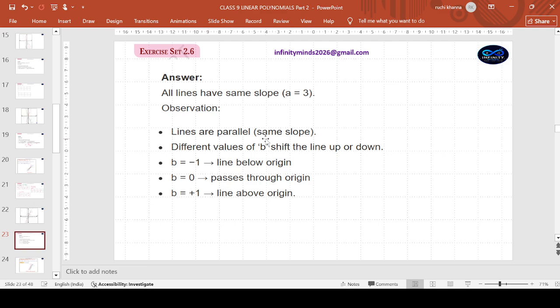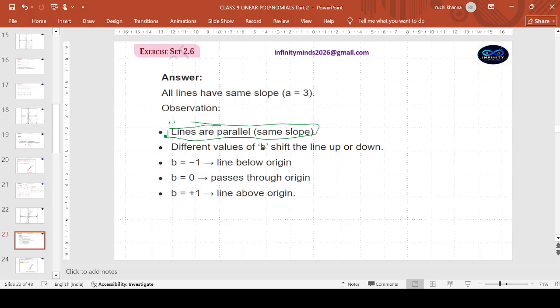Lines having equal slopes are parallel. This is one of the most important things that you should learn. I would suggest just learn this. Lines having same slopes are parallel. Or when are lines parallel? If they have the same slope.